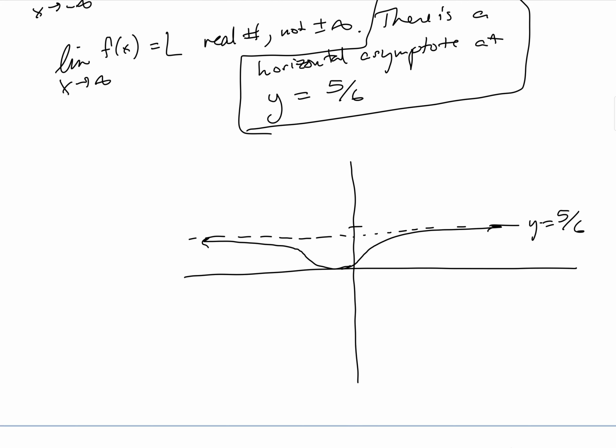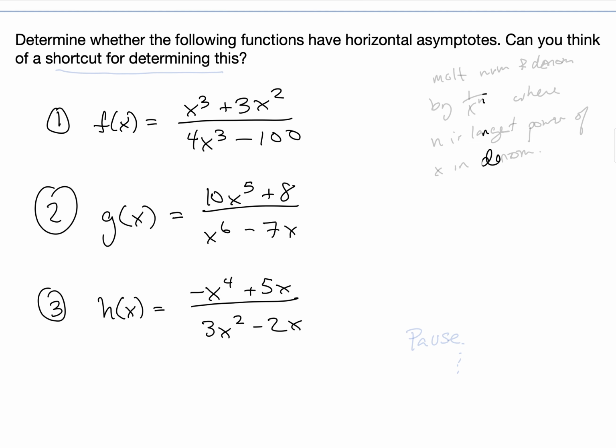So I'd like you to try to figure out whether the following functions have horizontal asymptotes, and find the limits as x goes to infinity for each of the following functions. You can still use that trick of multiplying the numerator and denominator by 1 over x to the n, where n is the largest power of x in the denominator. So we can do that, just like the problem above.